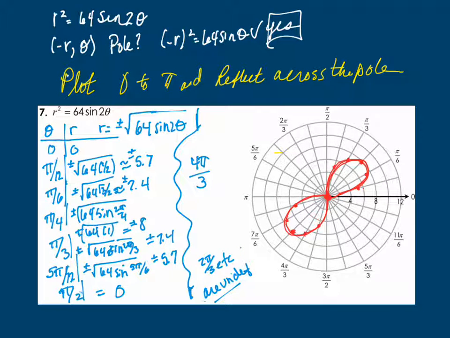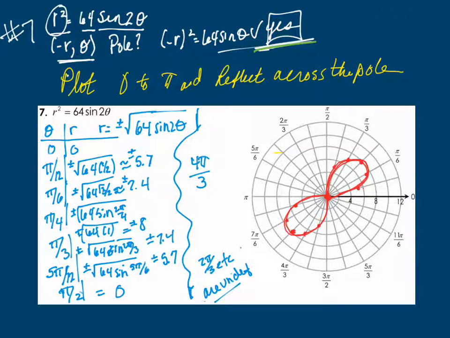Okay, this is number 7. All right, and it's r squared equals 64 sine 2 theta. So the first thing I'm going to ask is, hey, is this symmetric to the pole? And yeah, of course, because it's got an r squared. So it's yes, symmetric to the pole.